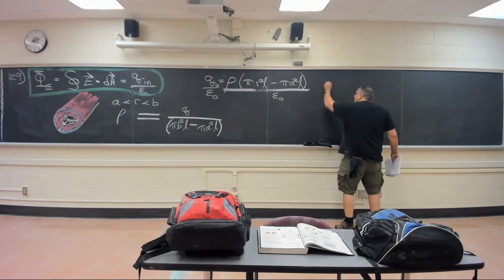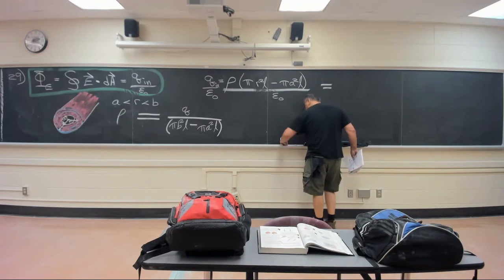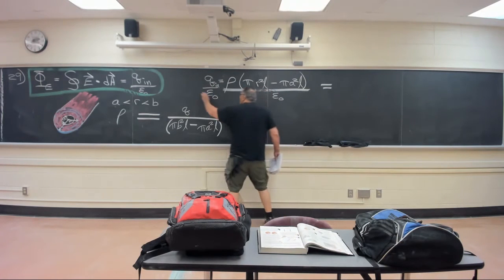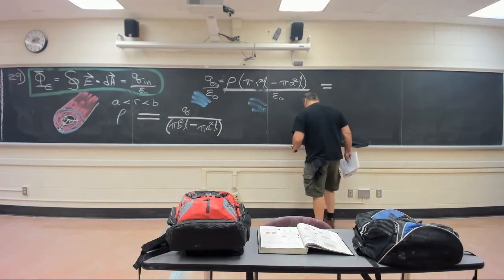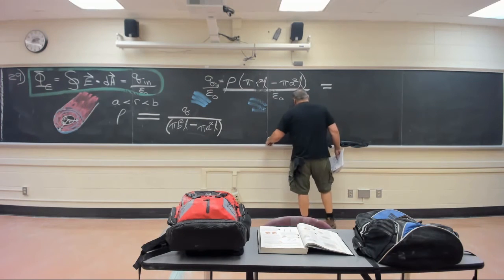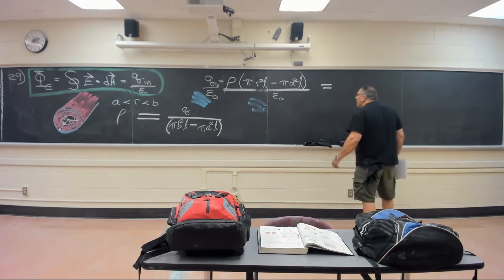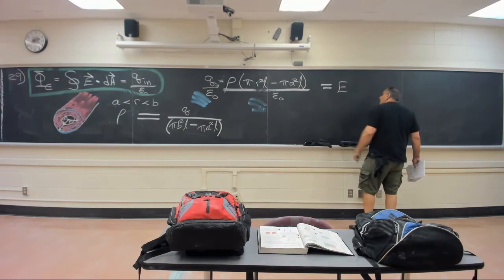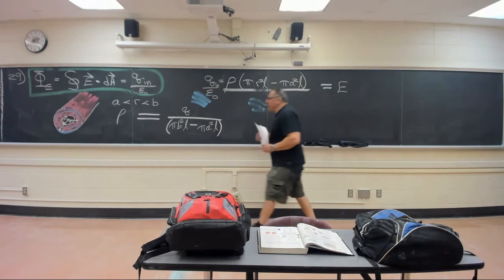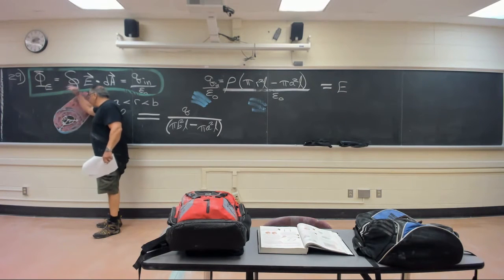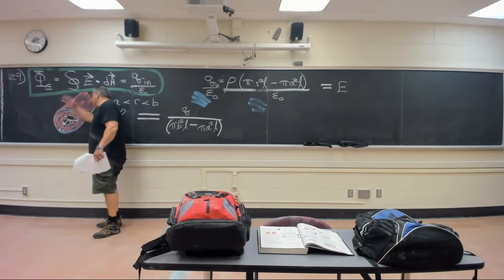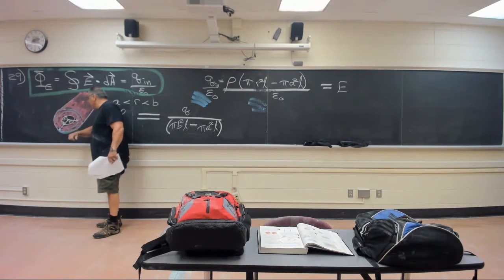And all that equals EA, which is the E field times the area. Well, what's the area of the outside of the cylinder, not counting the edges? What about the area outside of the cylinder?